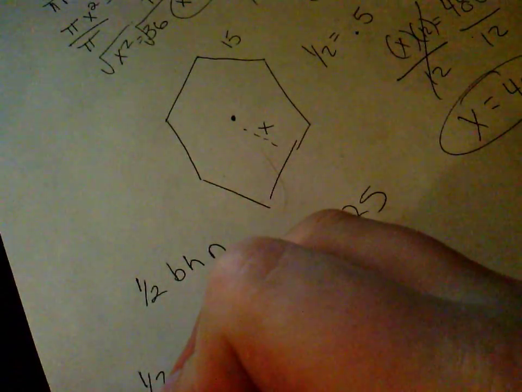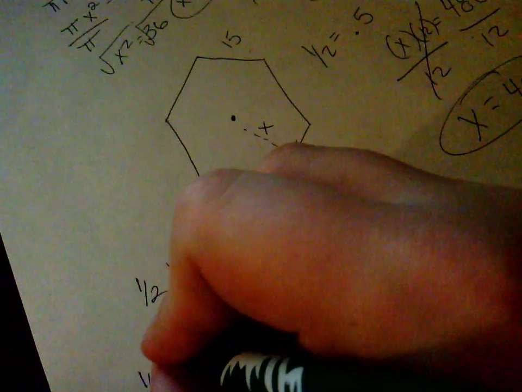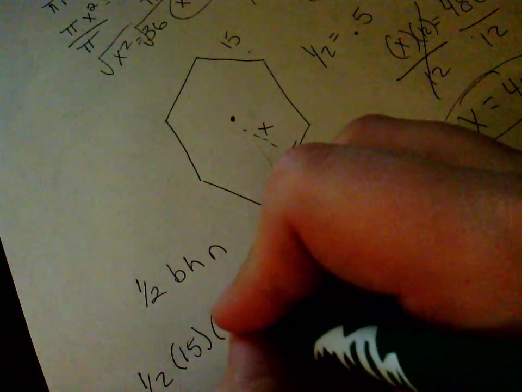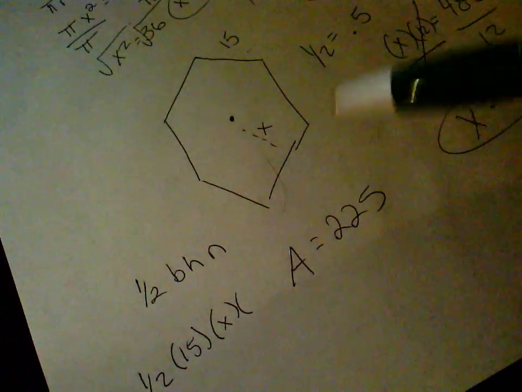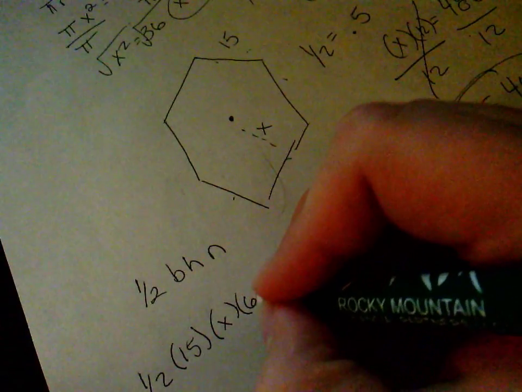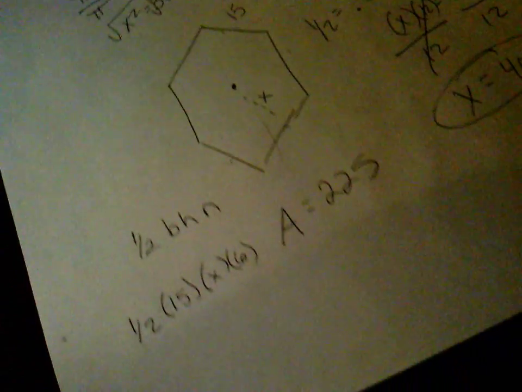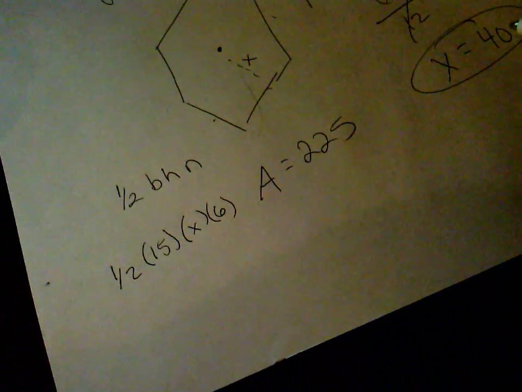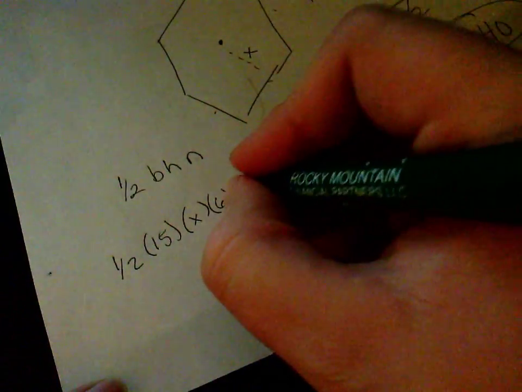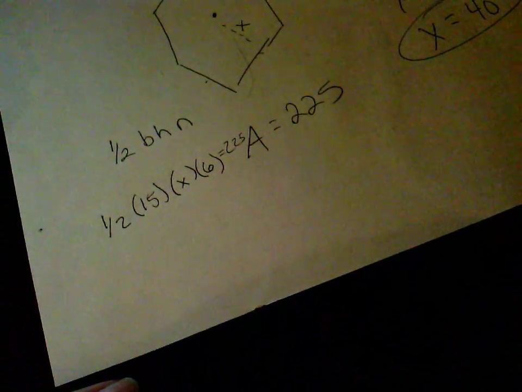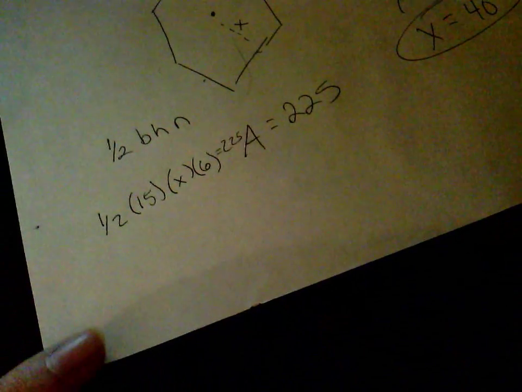We got 1/2. My base is this thing right here, so that's going to be 15. My height, well, that's the x. And then my n, that's pretty easy to figure out. I got 1, 2, 3, 4, 5, 6 sides. Okay? And we set that equal to 225. So my next step is to do this.